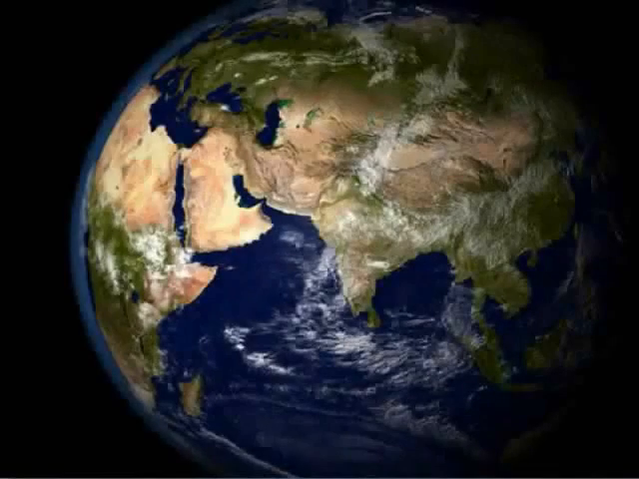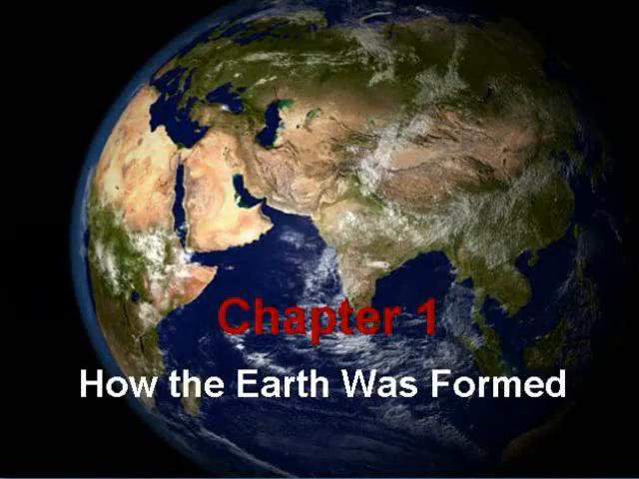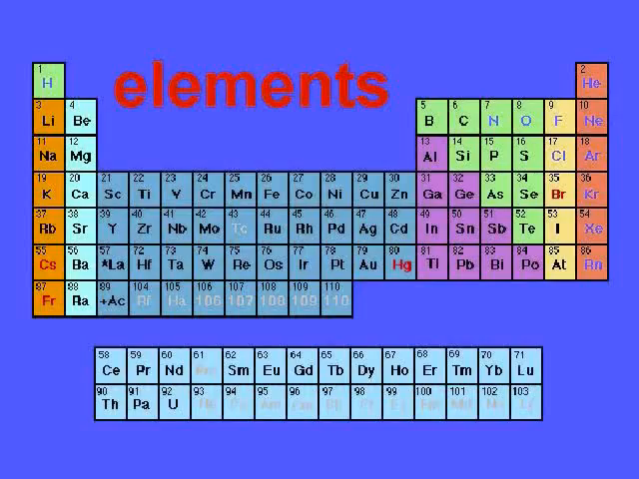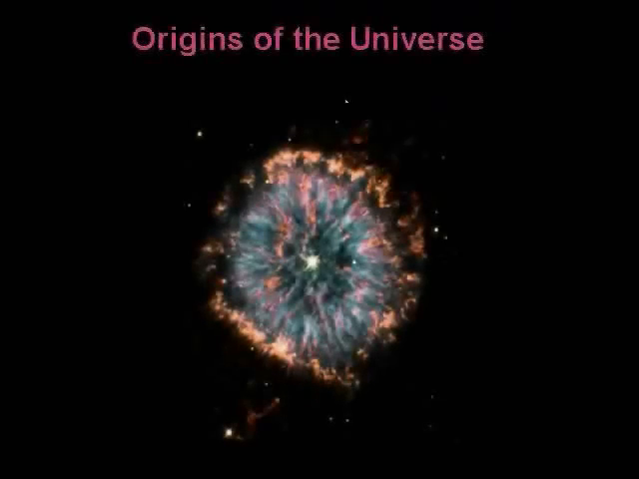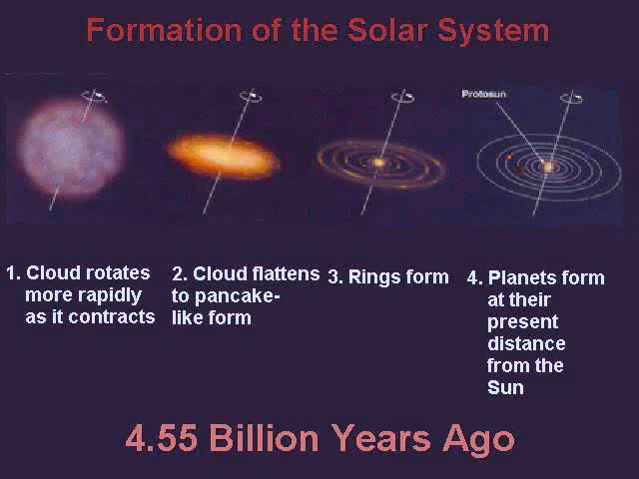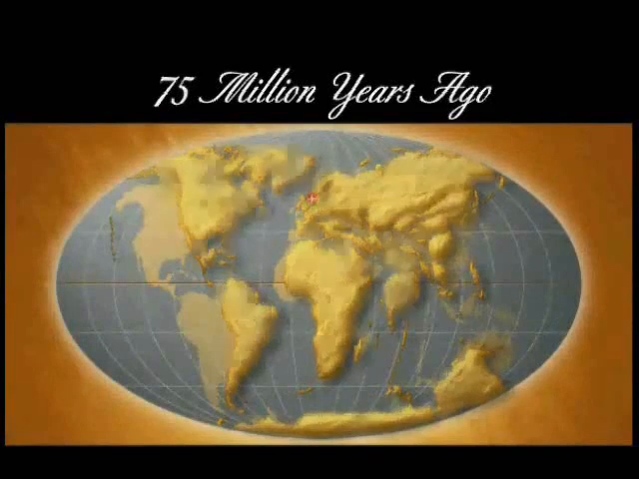Chapter 1, How the Earth Was Formed. In this chapter, we're going to talk about the origins of the earth and plate tectonics. To understand where oil and gas come from, we need to understand first how the universe was created and then how the earth was formed from this creation. In discussing the early stages of Earth's creation, we will describe the theory of plate tectonics.